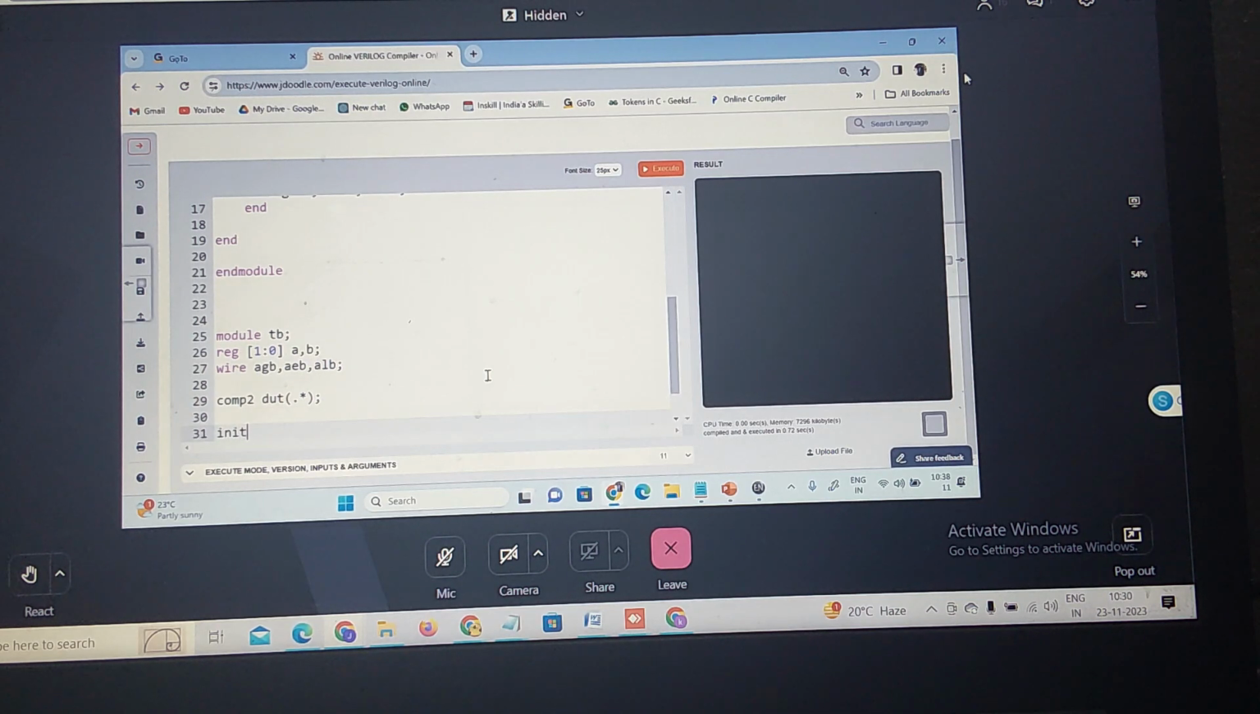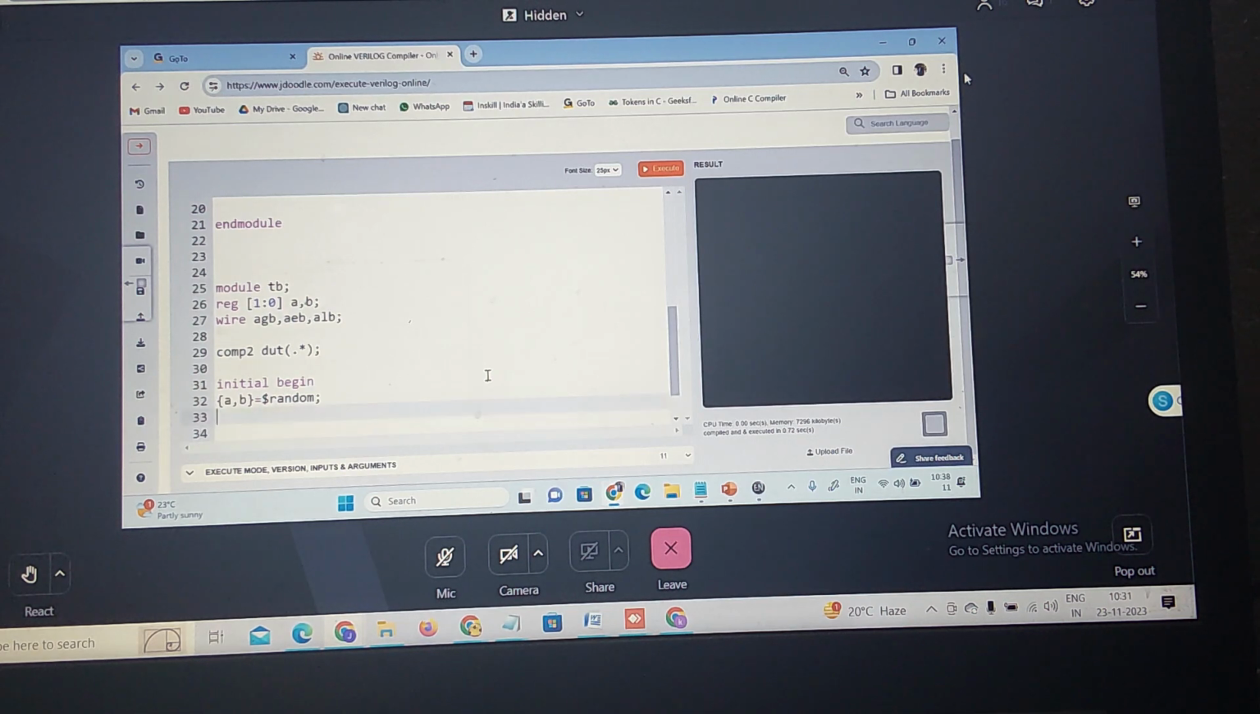Now I am going to begin with what? Begin, to initialize the values of A and B, generating the inputs, then apply this and collect the output. So to generate the input, I will be going with the concatenation. A comma B is equal to what? Shall I go with the $random system task function to generate the random values? Let me give some sim delay. Now what I need to do?